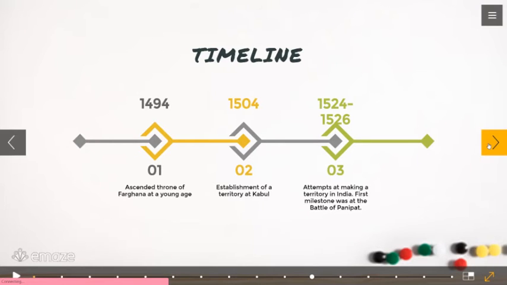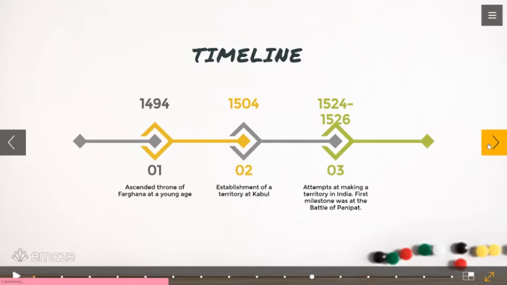To which place? To Fargana. Okay, then 10 years later, 1504. During this 10-year span, what did he try? He tried to establish his territory at a certain place. Which place was that? Samarkand.